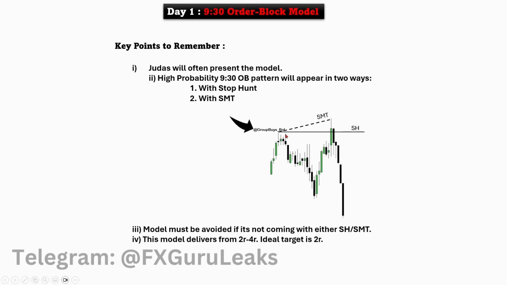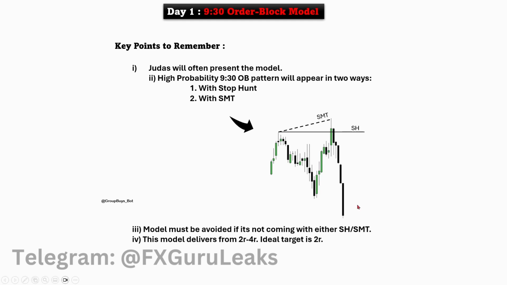So here I'm showing the example. You can see we have a stop hunt after the price went lower, closed the candle's body below. So now this is a high probability model for short once we get to see price retesting these up close candles. If there's no stop hunt, suppose we fail to go high above the swing high, but there's a SMT, then you can also trust the structure if there's a SMT. Model must be avoided if it's not coming with either stop hunt or SMT.